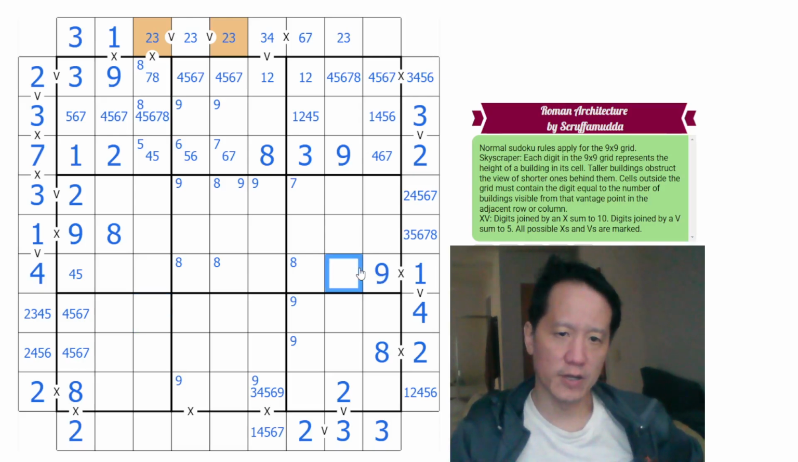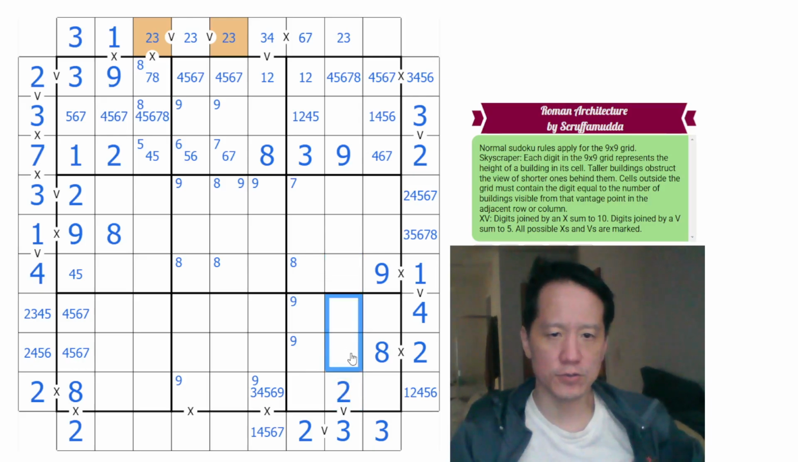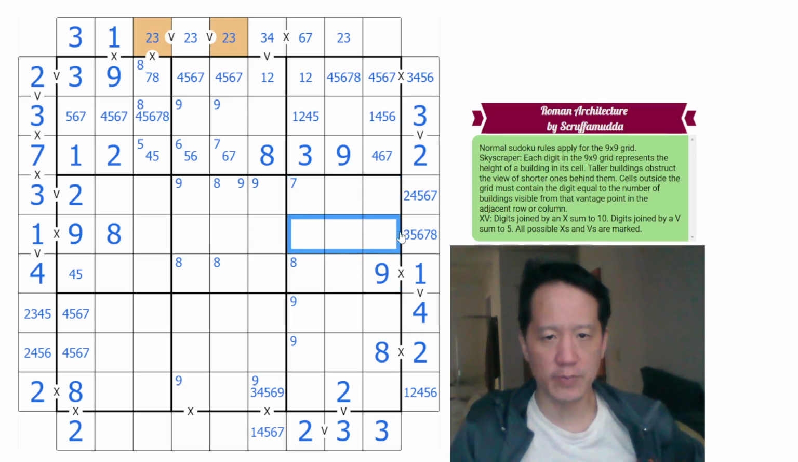This cannot be 8. If this were 8, we know one of these digits is greater than 2. So it's C4 here. So this can't be 8. None of these can be 8 either. So the 8 can't be here. Where is the 8 in box 6? Can't be here, can't be here, can't be either of these because of the way this skyscraper reacts.